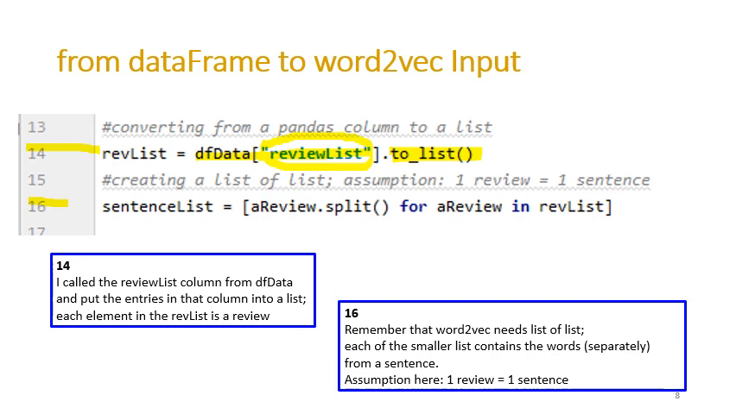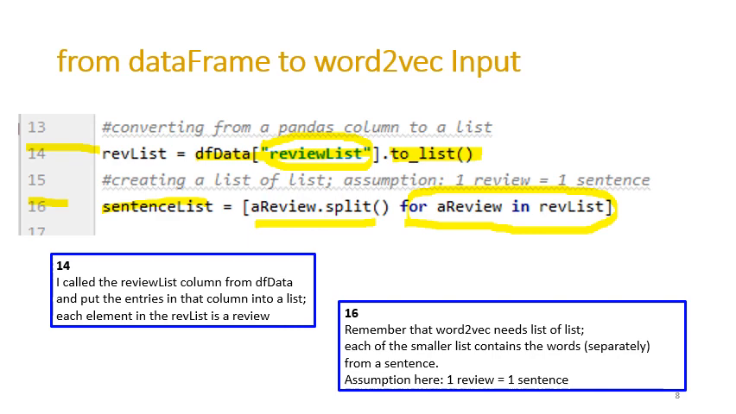I use what is called a list comprehension. So what I did here is that for each review in the ref list that I had before, I will split each of those reviews such that now the sentence list will contain each sentence in a list, and then within that list each word in the sentence is broken separately, which is what the Gensim word2vec wants.